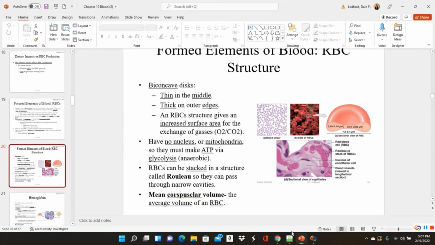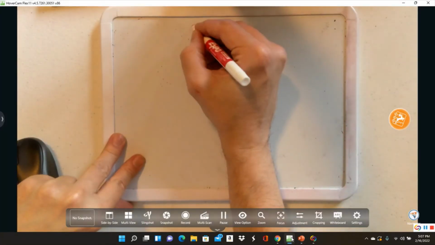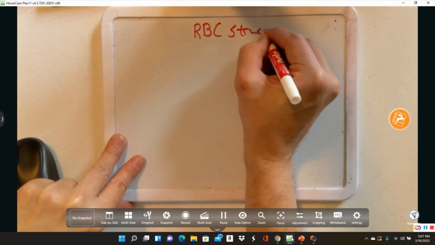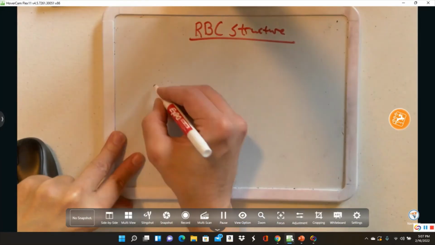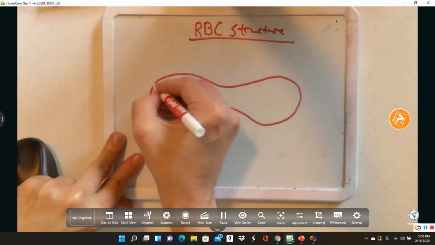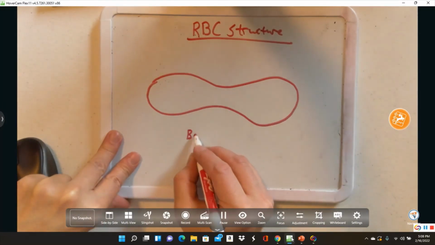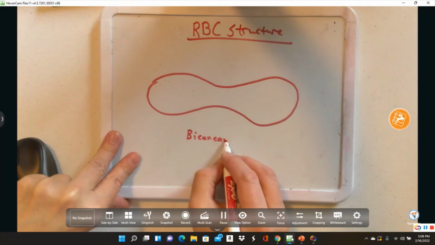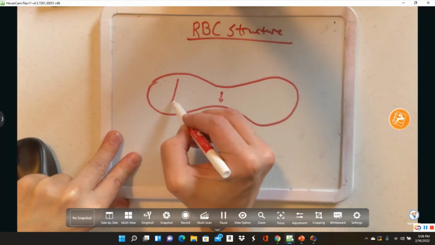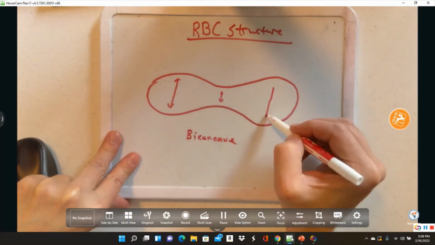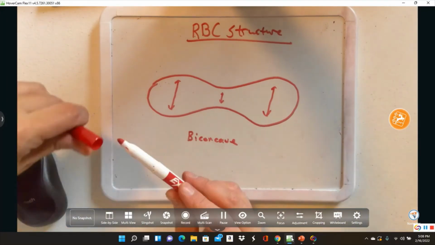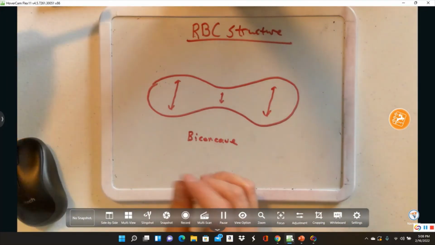Now, one thing I can tell you guys about red blood cells, about RBC structure, is that there are loads of things we can talk about, but a red blood cell is what we call biconcave. It is skinny in the middle and wider on the edges. This increases surface area. Okay. They have a biconcave disc.